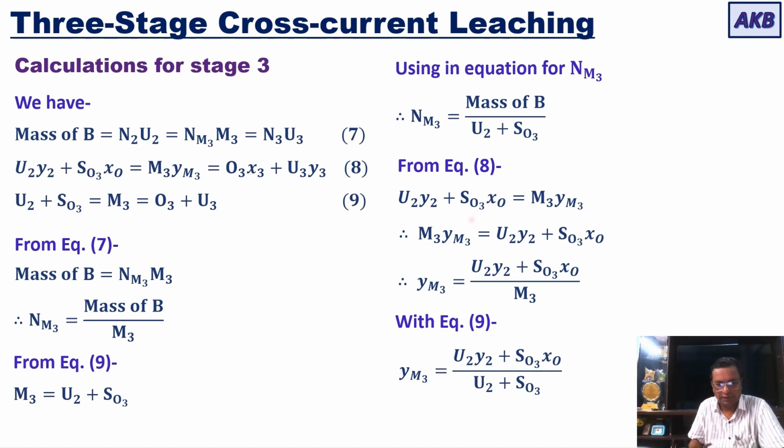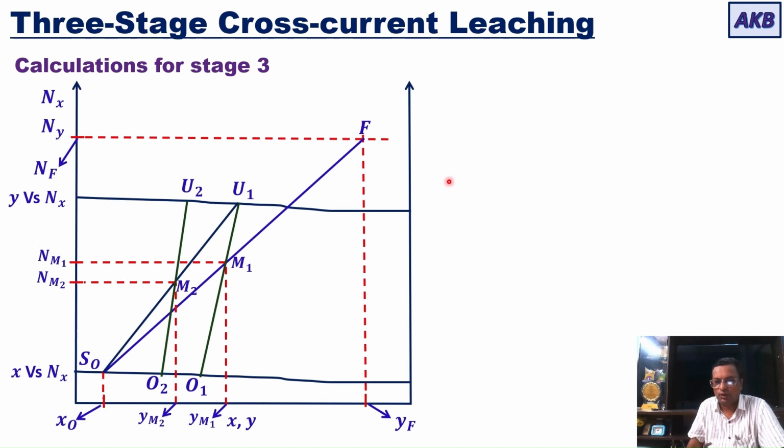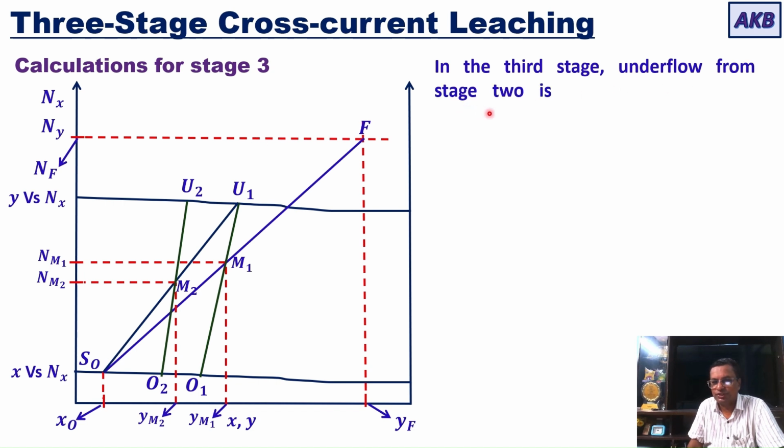Okay, so let us move ahead. Now let us follow those material balances on the equilibrium diagram. I am taking the equilibrium diagram that we obtained at the end of our calculations for stage 2. So this is the equilibrium diagram. In the third stage, underflow from stage 2 is contacted with fresh solvent. So let us see what happens.